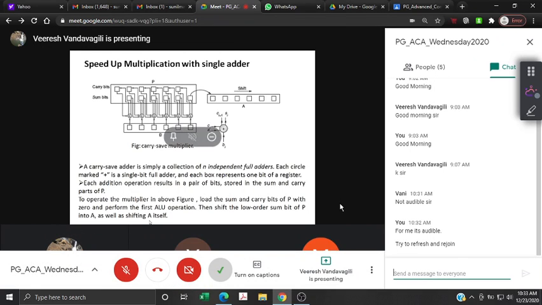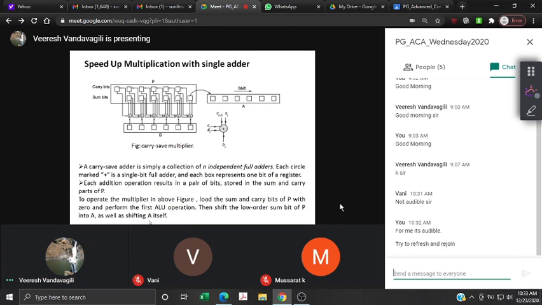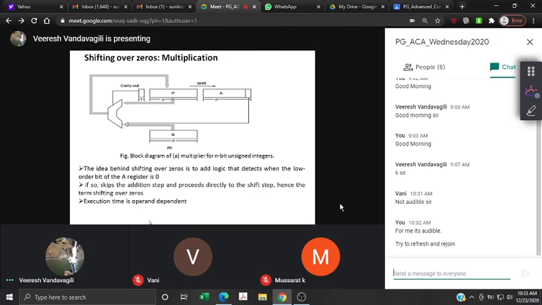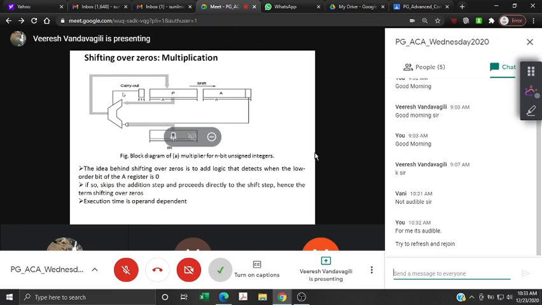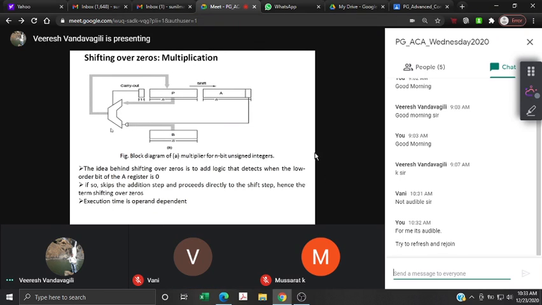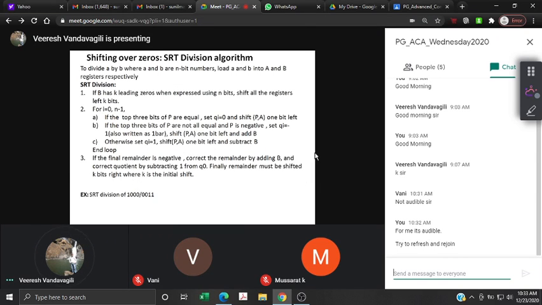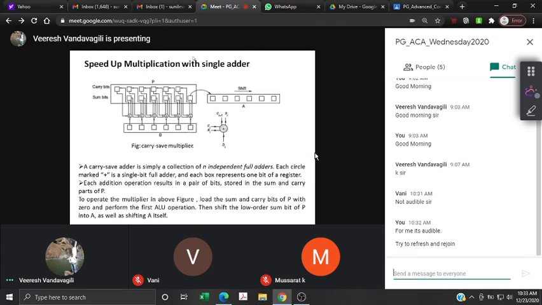Next one is speeding up multiplication with a single adder. Here, in the multiplication, this is the main part. This is the adder. With some advanced techniques on this adder, we can speed up the operations of the multiplication. So how we can boost the performance of multiplication with advanced adders, we'll see here. Speed of the multiplication with a single adder.